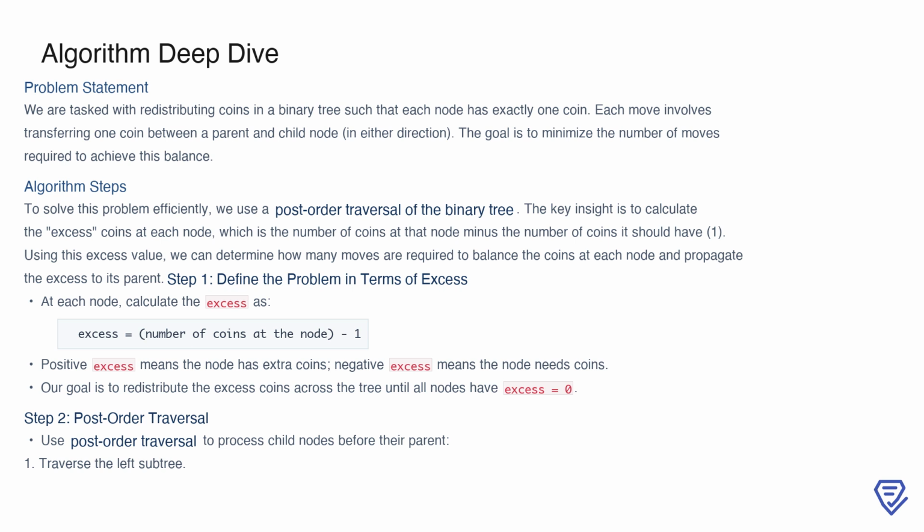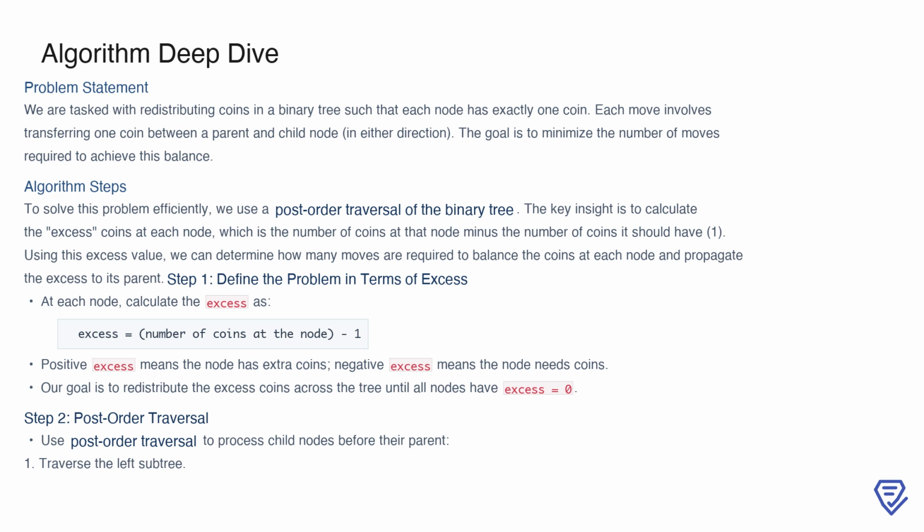In this problem, we are given a binary tree where each node contains a certain number of coins. Our task is to redistribute these coins so that every node ends up with exactly one coin, and we need to do this using the minimum number of moves. A move is defined as transferring one coin between a parent and child node, either upwards or downwards.